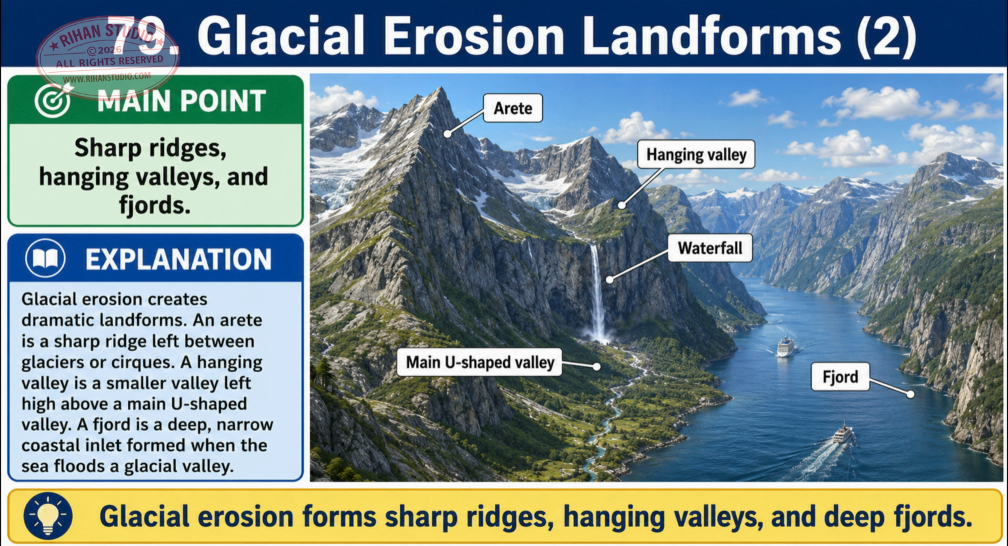An arête is a knife-edged ridge left between two glaciers or cirques that erode side by side. A hanging valley forms where a small tributary glacier's valley is left high above the main U-shaped valley. A fjord is a deep, narrow coastal inlet created when the sea floods a glacial valley.